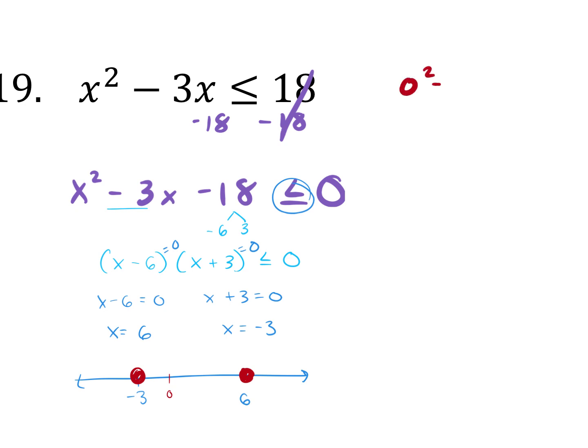We have 0 squared minus 3 times 0 is less than or equal to 18. So 0 is less than or equal to 18. Is this true? Yes. So I'm going to highlight in between or outside? In between, since it was true.